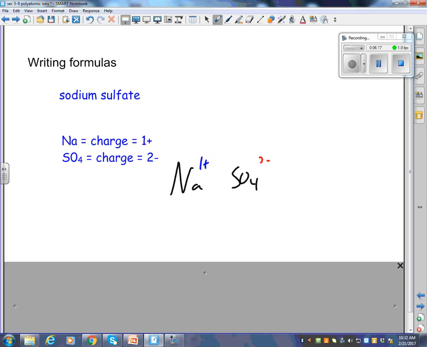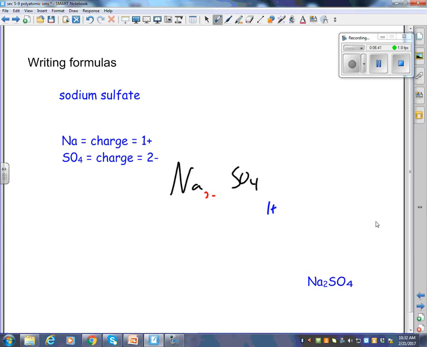Right? And so what do you do? You do that crossover thing, right? Or if you want to make SO4, do you want to make little thingies? No, you don't want to do that? Okay, so then we're going to cross over, and what's our formula going to be? The 2 comes down, the 1 goes there, and you get Na2SO4.